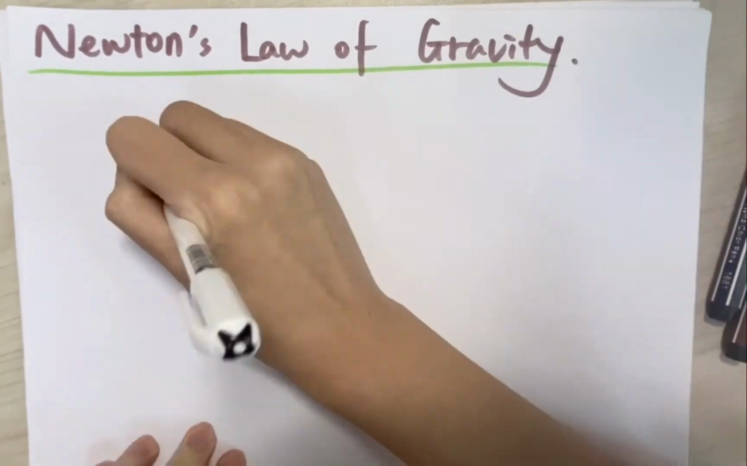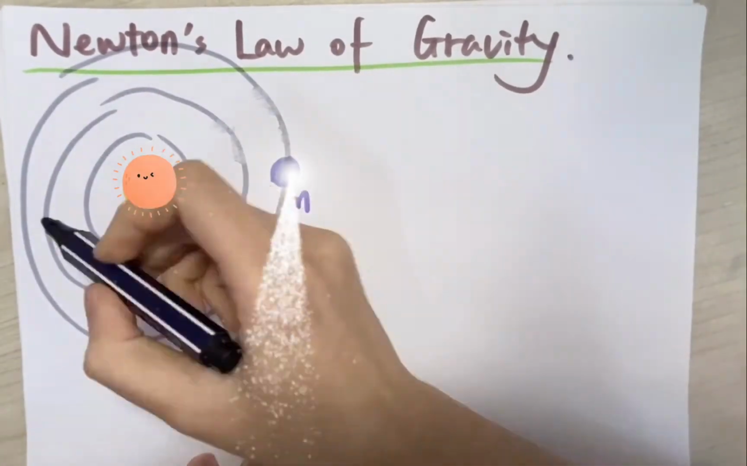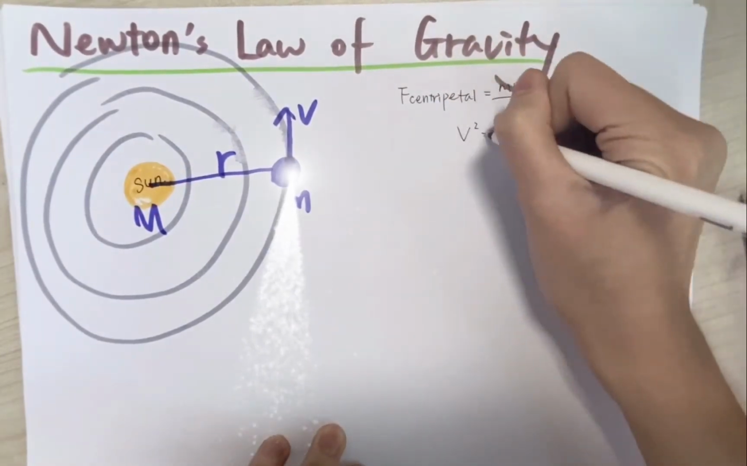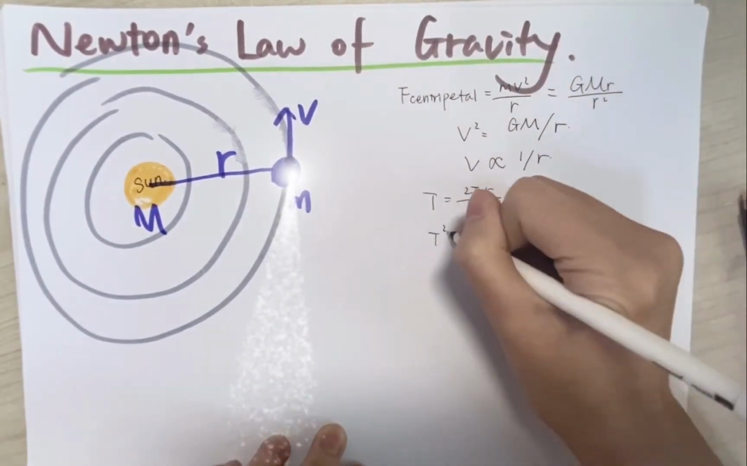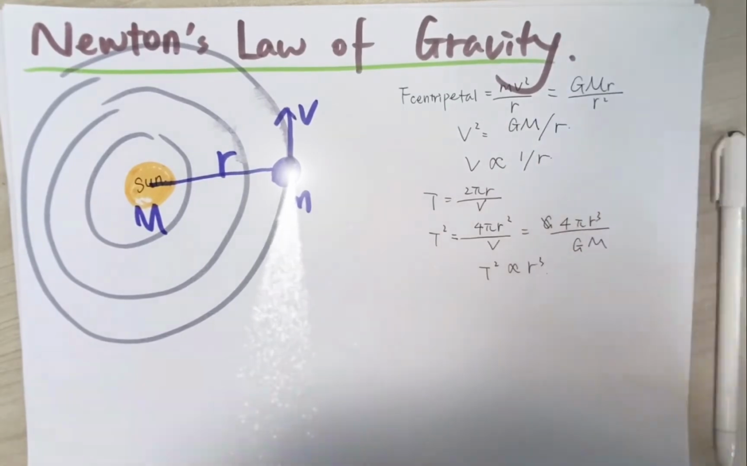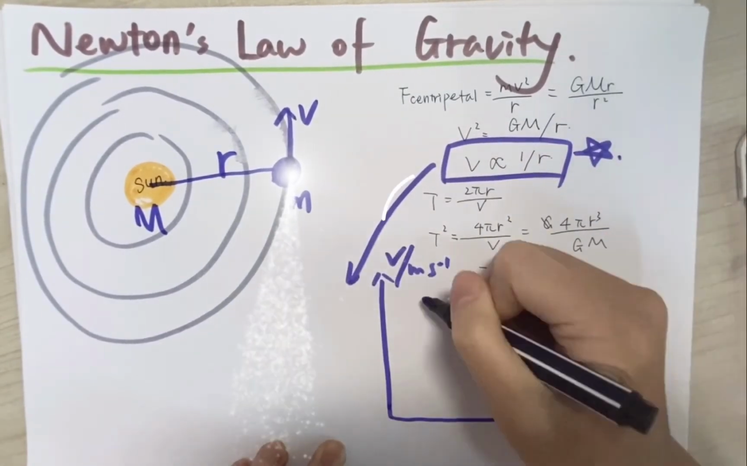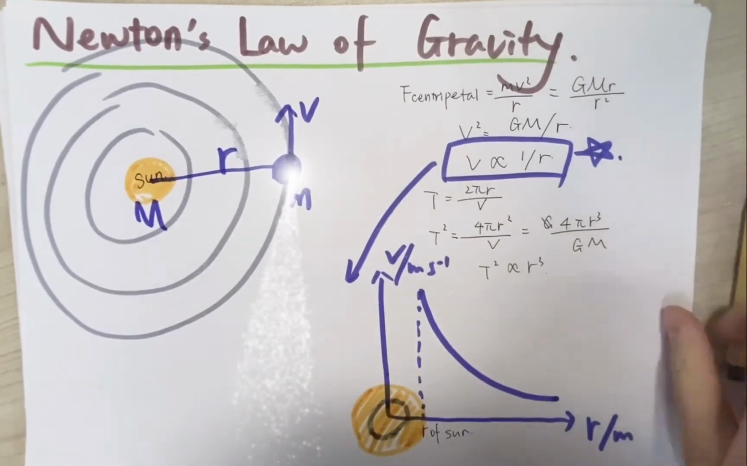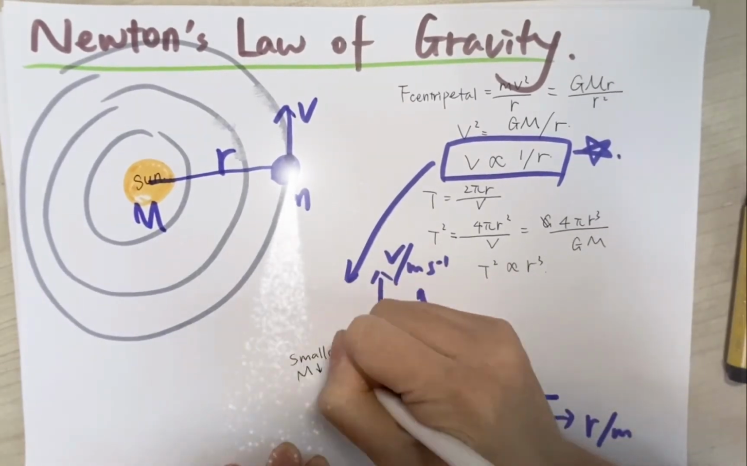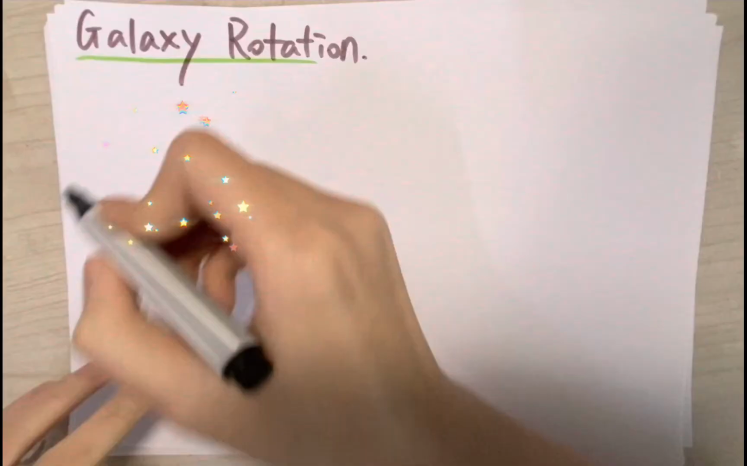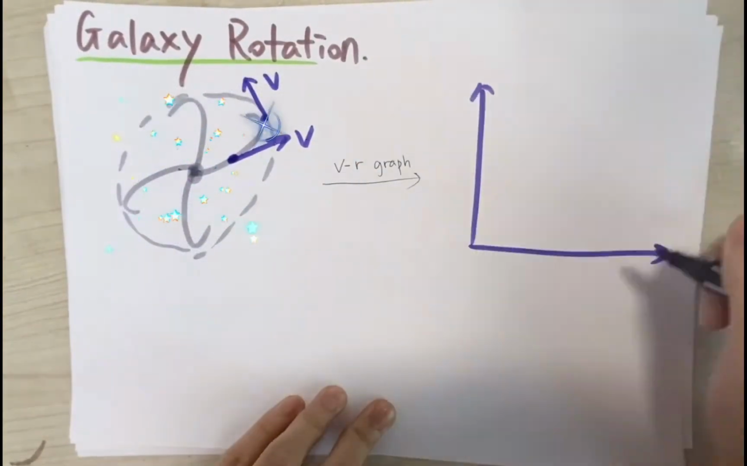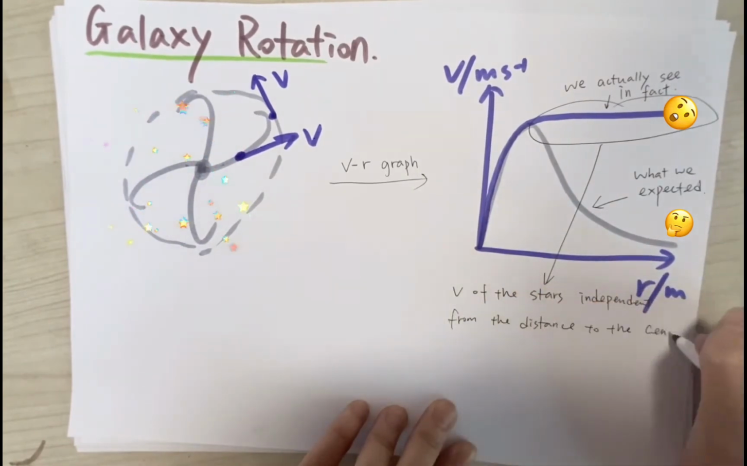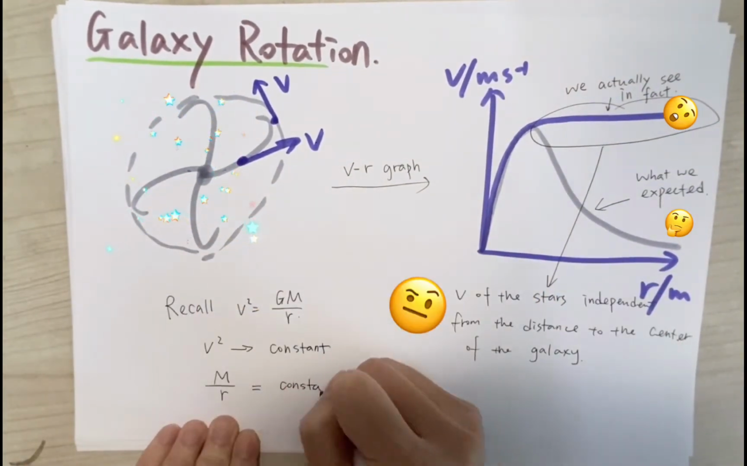Usually when we look at a star orbiting the Sun in the solar system, we recall Newton's law of gravity we've learned from high school, where we can calculate the centripetal force experienced by a star due to the Sun's gravity, and we find that the circular velocity is inversely proportional to the square root of the distance. The further away the star is, the slower it will go. However, when we observe a spinning galaxy, what we see is that the velocity of stars is completely independent from their distance to the center of the galaxy.